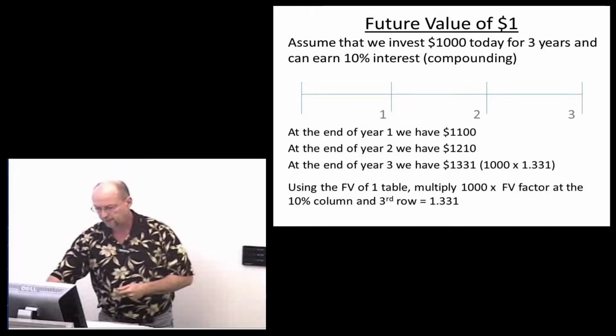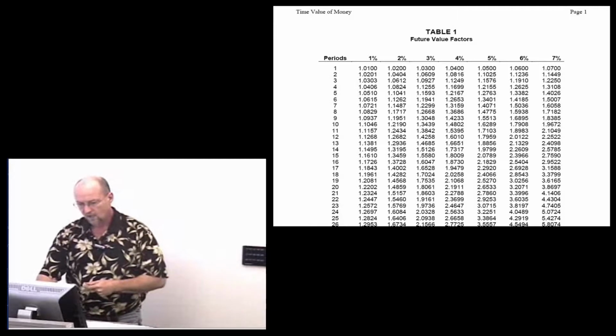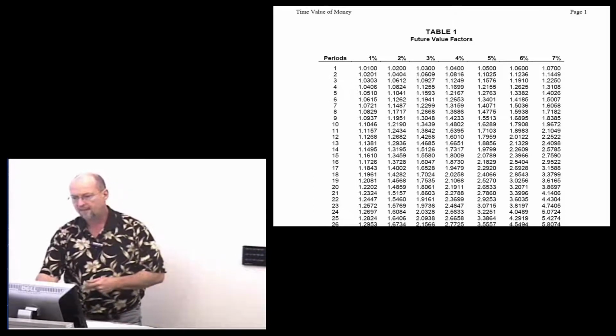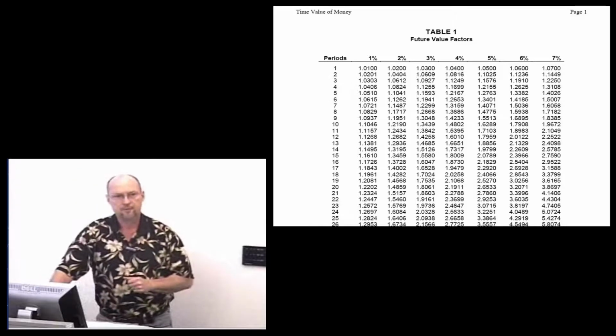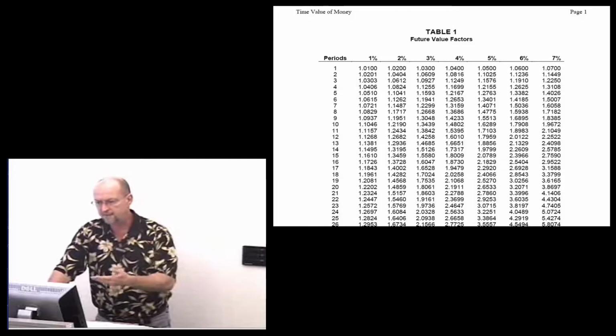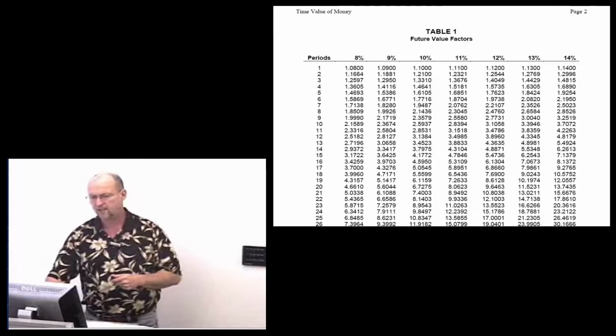Okay, so let's take a look at the future value of one table right here. Notice it says future value of one table, and they may go by slightly different names, but this is a pretty common name for this particular table. This is when we make a one-time investment. Now, notice these numbers. Here's the 10% column, okay? And here's the periods, which in this case will be years.